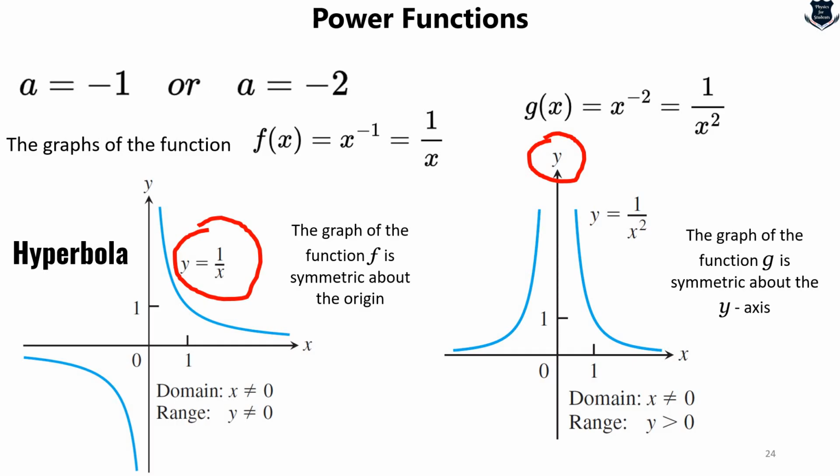So from here we can say the graph of the function f, the hyperbolic function on the left hand side, is symmetric about the origin. That means f is decreasing on the intervals. The graph of the function g, on the right hand side, is symmetric about the y-axis. That means g is increasing from minus infinity to 0 and decreasing from 0 to infinity. The domain: remember, x is not equal to 0, and the range is y greater than 0.